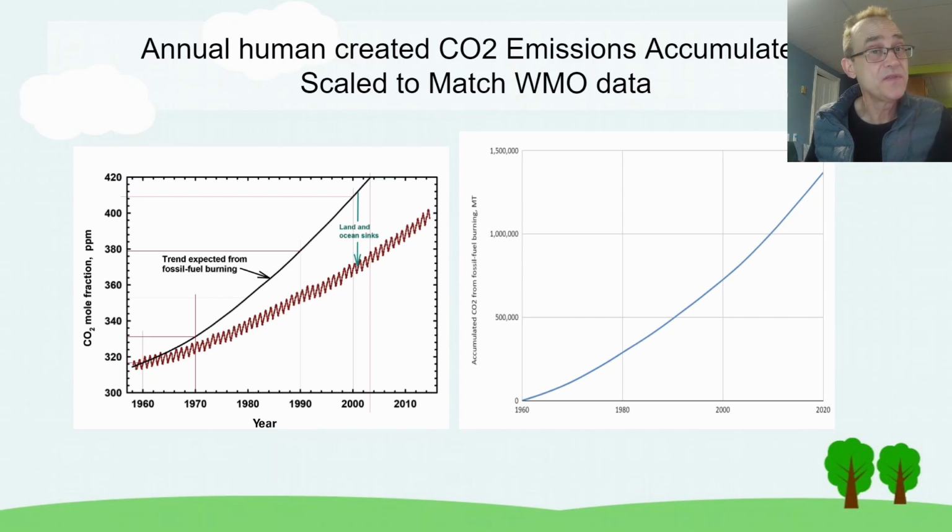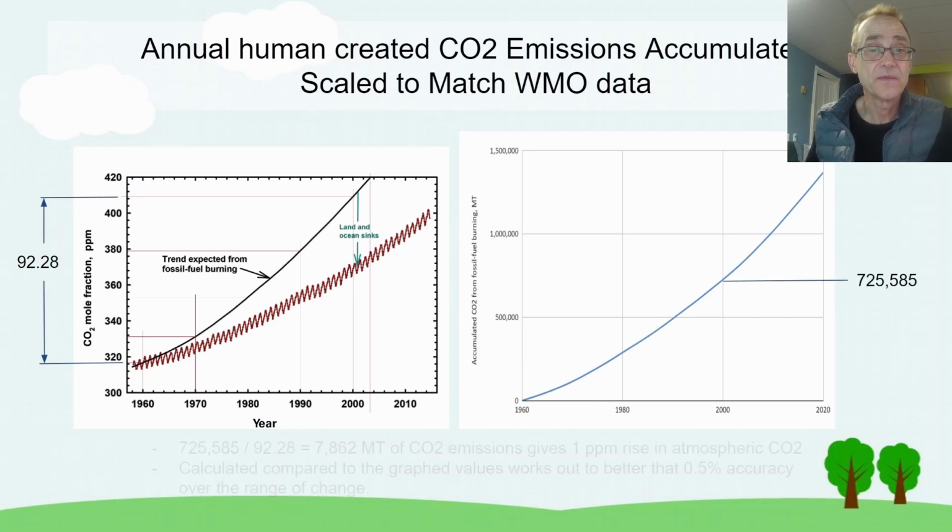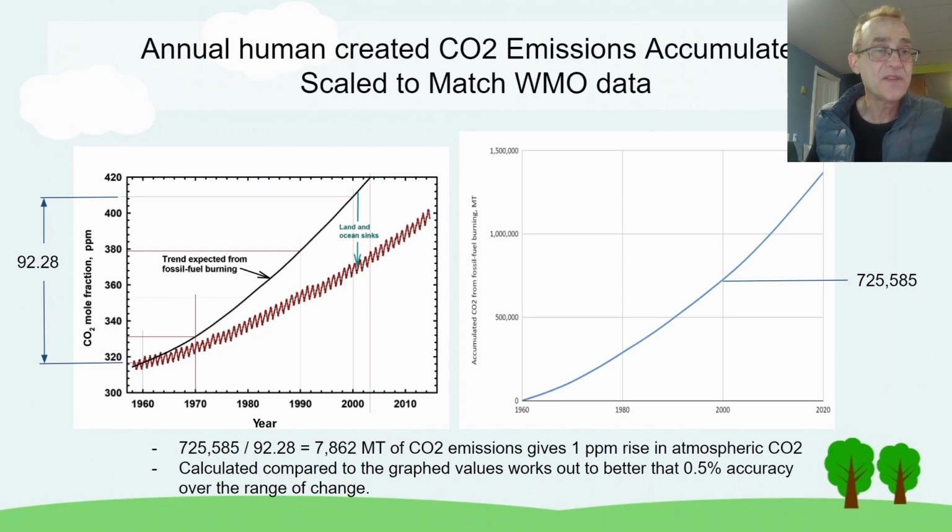By using the ratio of deltas over the period of 1960 to 2000 between the expected trend from fossil fuel burning and the accumulated emissions, we calculate that an increase of 7,862 megatons of carbon dioxide in the atmosphere increases the atmospheric levels by 1 part per million. When taking numbers off the graph from the World Meteorological Organization and comparing it to values calculated from the accumulated emissions, the deviation worked out to be less than 0.5%.